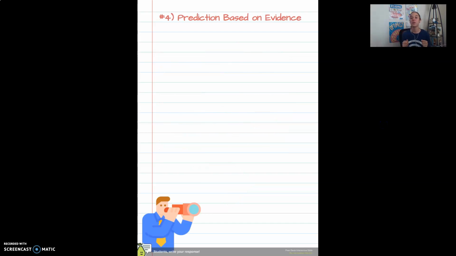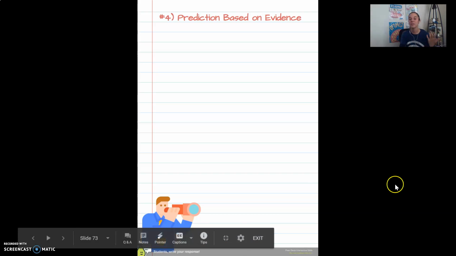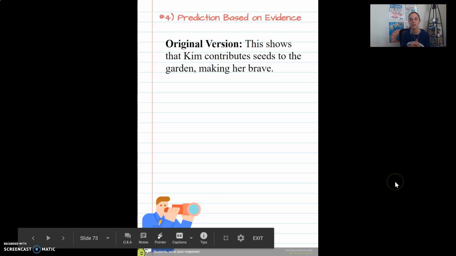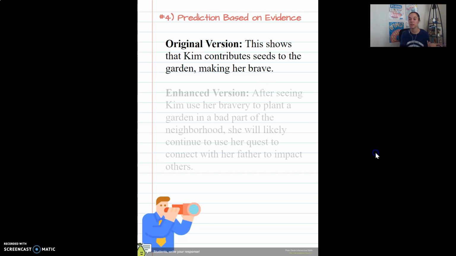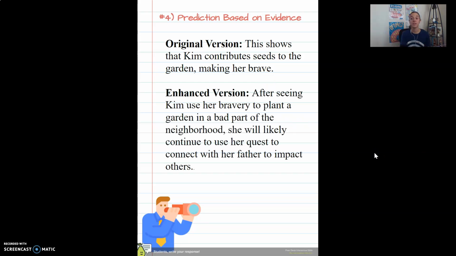Okay, so number 4, prediction based on evidence. We've actually almost written this before, so this should be a simpler one to wrap our head around. Our original version is, this shows that Kim contributes seeds to the garden, making her brave, okay? So we can use the evidence that we have. We know that she plants seeds. We know that we're going to consider this bravery. I'm going to predict past that moment to help my reader see it a little bit differently, even if I already know what happens, okay?